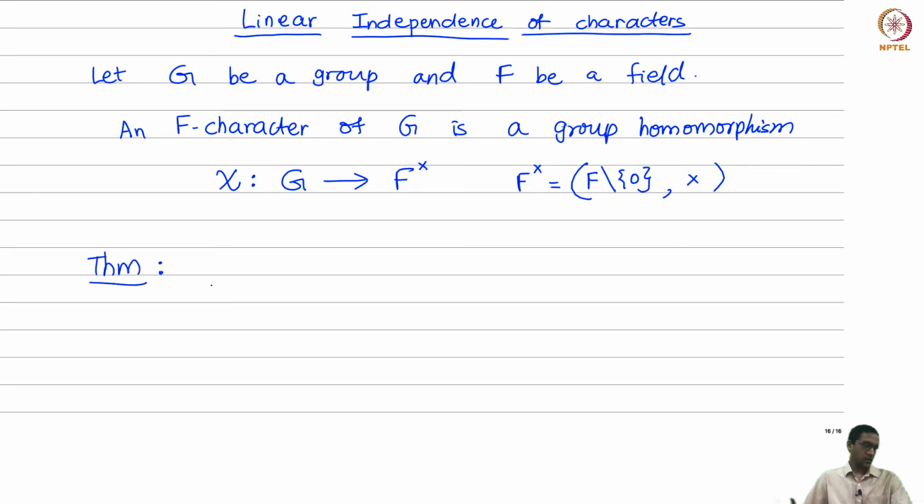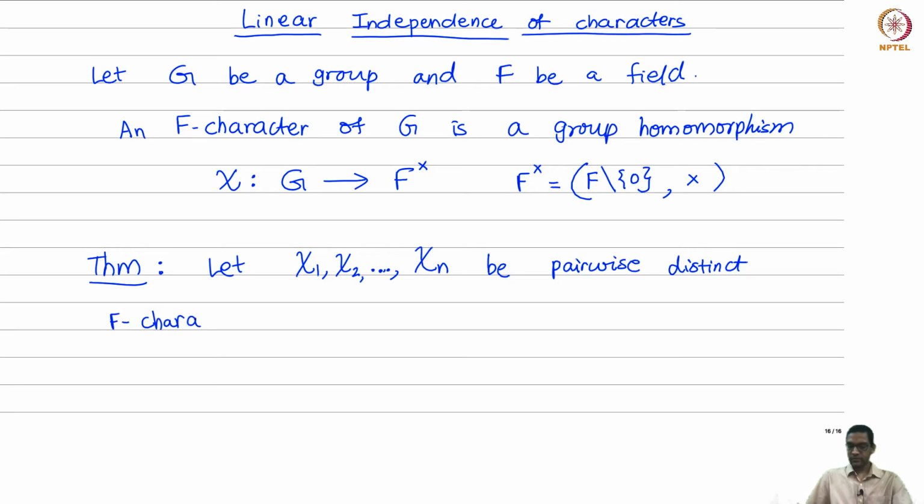It says that if I have a collection of characters chi1, chi2, up to chi-n, let's say chi1, chi2, chi-n be pairwise distinct F characters of a group G, then the chi i, for i from 1 to n, are linearly independent over F.